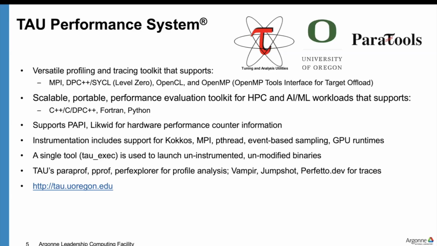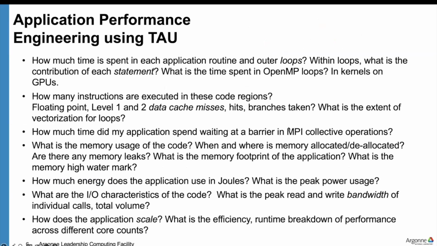So the key takeaway from this talk should be that you can use a single tool, a tool called tau_exec, to launch uninstrumented, unmodified binaries and immediately start the analysis using ParaProf. You can also generate detailed trace files that can be visualized in Vampir, in Jumpshot, in perfetto.dev, and Tau's URL is tau.uoregon.edu. So in case you're wondering, how can this help me with the performance engineering of my application?